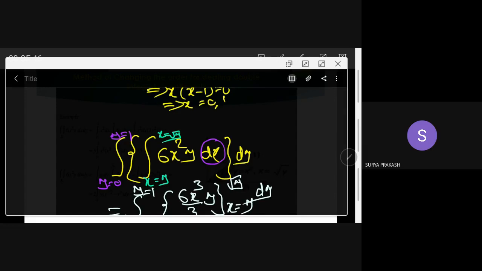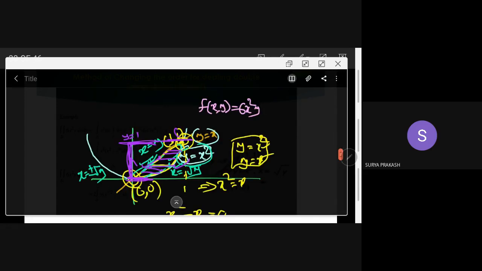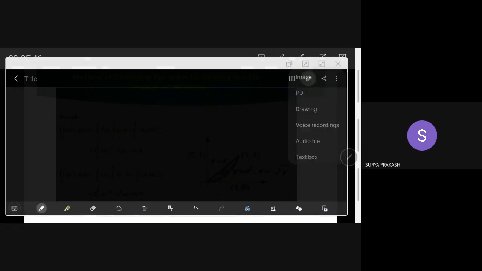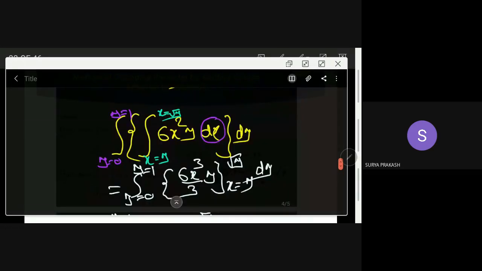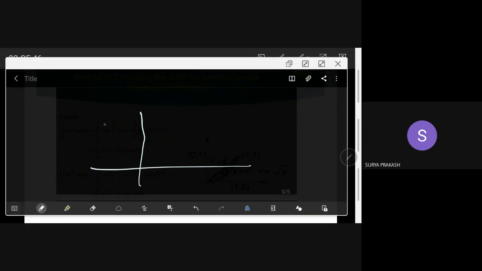In such a case, if you change the order, here we did with respect to x followed by y. Now I want to do with respect to y first and then followed by x. So I'm just recalling that graph. Here you have 1, 1, and here you have 0, 0. Now first we do with respect to y followed by x.